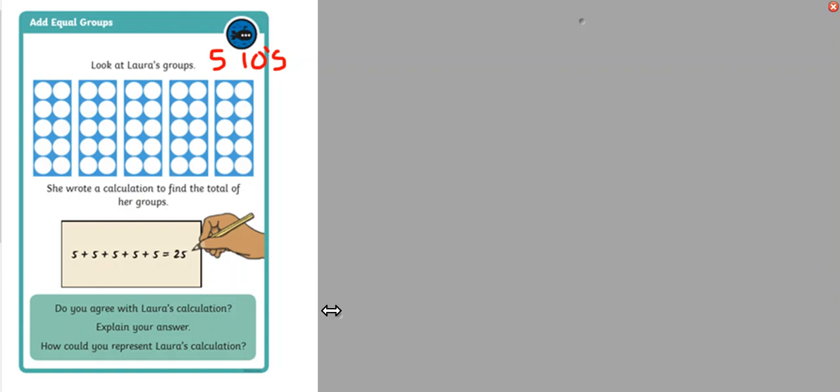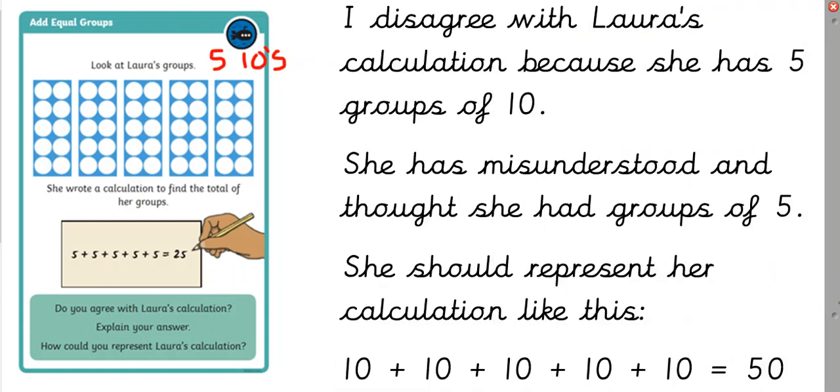Okay, let's have a look at the answers then. So, I disagree with Laura's calculation because she has 5 groups of 10, okay, which we've already worked out. She has misunderstood and thought she had groups of 5, okay? So instead of saying groups of 10, she said groups of 5 because she's seen that she's got 5 groups.